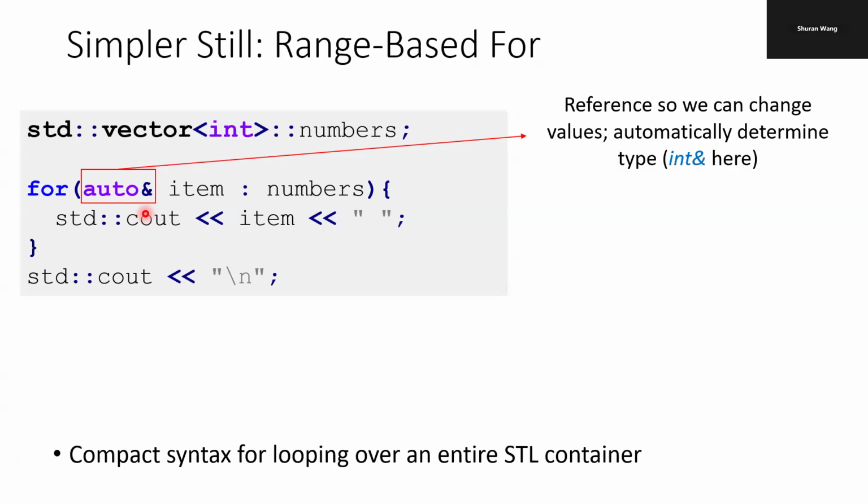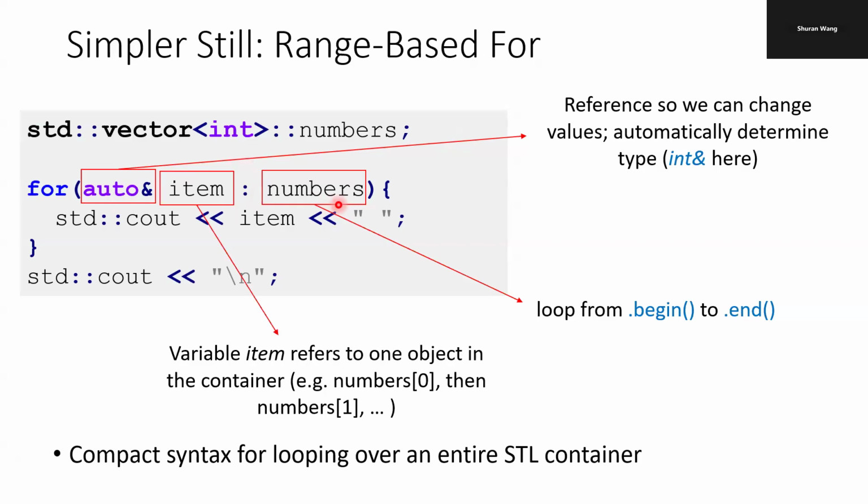You no longer need to dereference the pointers, the iterators or anything. You directly access the item. Auto will automatically determine the type. In this case, we're accessing a vector of integers, so auto will be int. Colon numbers means we will loop from dot begin to dot end in the numbers container. This item variable will hold the reference of the item you are looking at in this iteration.